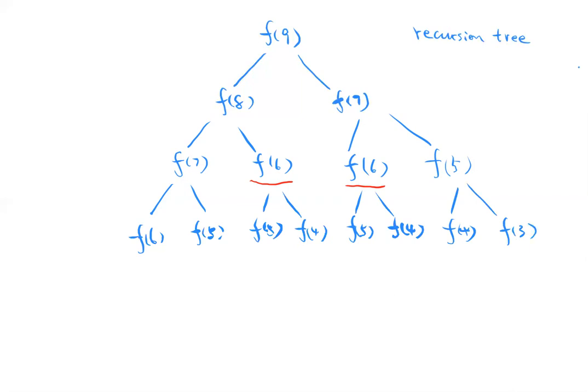If we look at F5, one here, one here, one here, one here. So the reason it's so slow is because we compute F5 so many times. We are repeatedly computing F5. That really slows things down because there is repetition of computation.